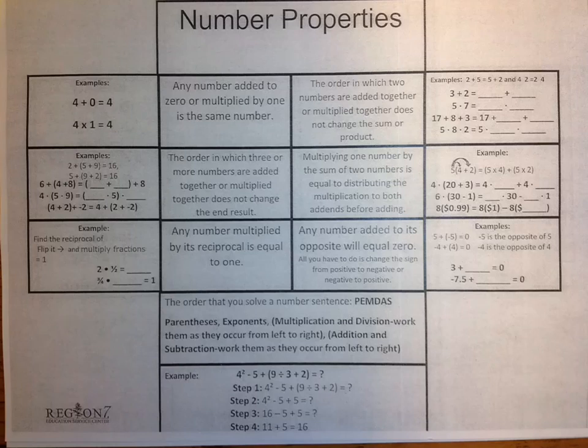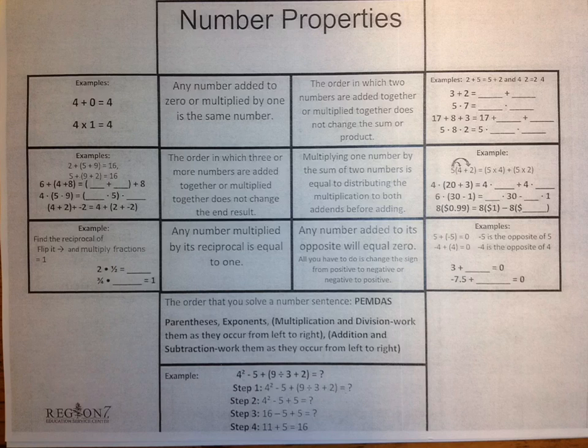So this is number properties. This will go on page 104. After we fill it in, we'll cut it out and glue it, but I wanted us to be able to write on it first. So the number properties are what we talked about yesterday: the commutative property, associative, identity, distributive. And this is just going to be a little foldable you can use to help you.